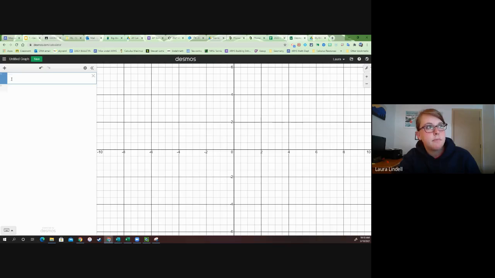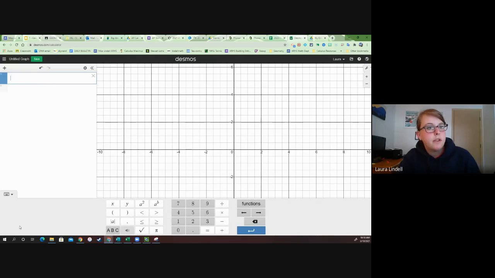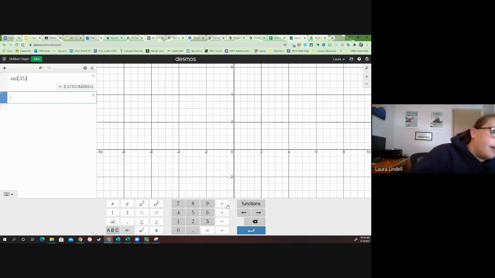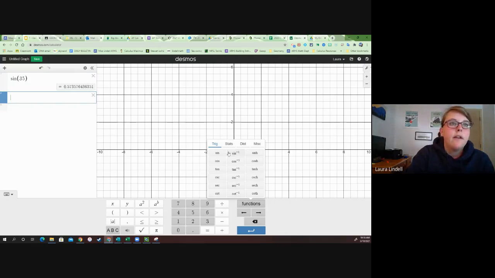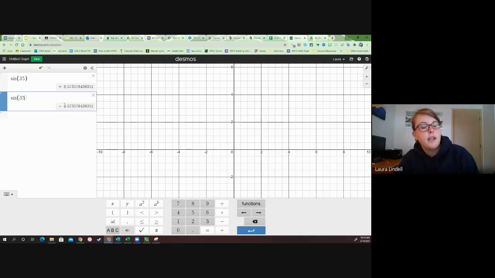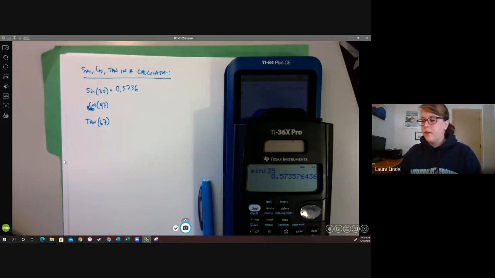So then you'd click in the box up here, and you want the keyboard. You can type sine on your own keyboard, like type SIN, parentheses 35, and it will do sine of 35 for you. You can also find it under functions. So if you click on functions, and under trig, you'll notice there's sine, cosine, and tangent. So you can type sine 35, and it gives you sine of 35. So whichever way you would like to do that is totally fine. That's how we would find sine of 35.